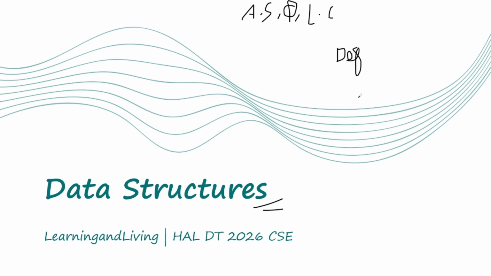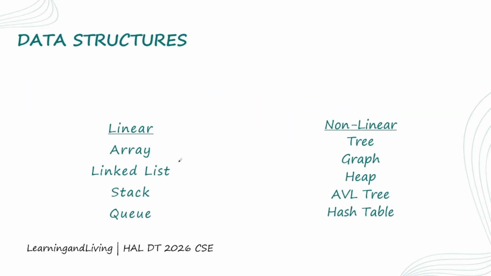So basically, a data structure is a way of storing and managing the data so that data can be accessed and utilized efficiently. We have two types of data structures, that is linear data structure and non-linear data structure. The classification of data structures is based on the arrangement of the data. Arrays, stacks, queues and linked list come under linear, while non-linear is not ordered, that is tree, graph, heap, AVL, hash table.